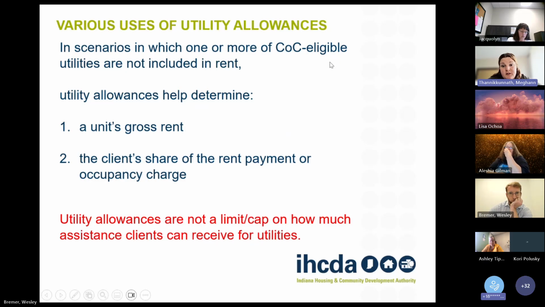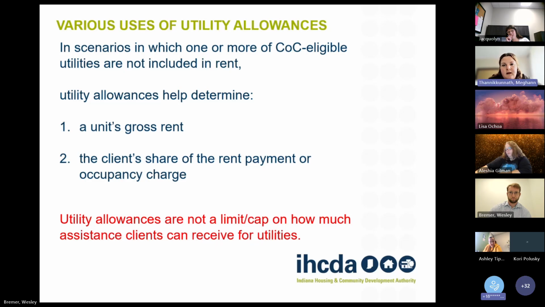So things to remember with the utility allowance is in scenarios in which one or more of these are CoC eligible, are not included in the rent. That's when you're using your utility allowance. So if you have a unit that maybe it's an all-electric unit and electricity is not included, but tenants do have to pay, or trash and water is included, keep that in mind. So you're using the utility allowance for that electricity, but not with the trash and water. That's going to be included in the tenant's rent.